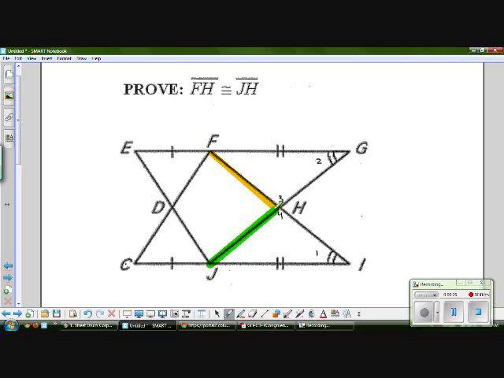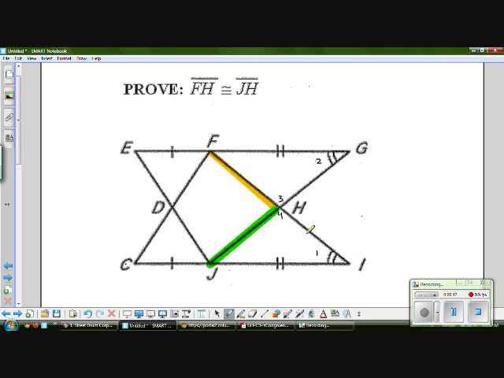What I mean is, I can't prove FH and JH are congruent directly. There's not even a right triangle we can use. Hinge theorem's not in play because we don't know what these distances are. So it's almost like we have to prove it indirectly.